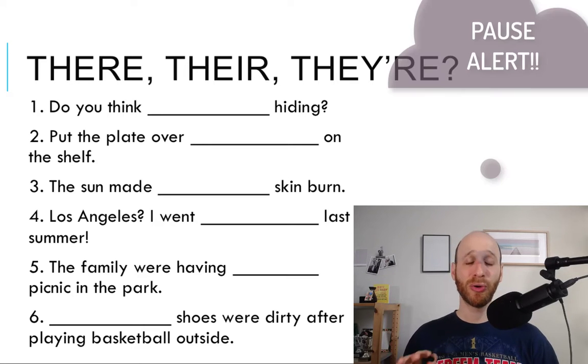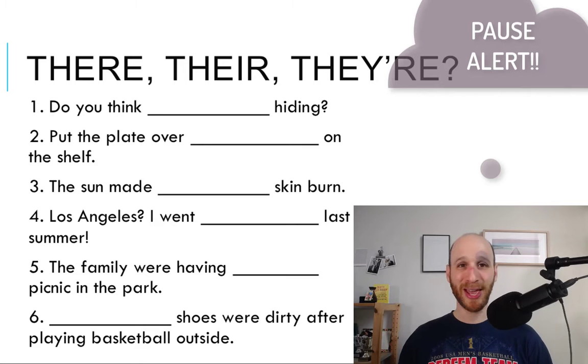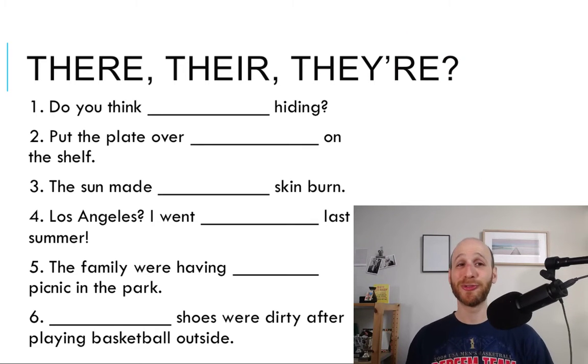So here we have six different sentences, each missing one of these three words: there, their, or they're. So what you should do is pause the video, try to find the right word for each of these sentences, then press play and you can compare yourself against the answers. So don't cheat, press pause now, and we'll get to the answers when you're done. Okay, welcome back. Hopefully that wasn't too difficult.